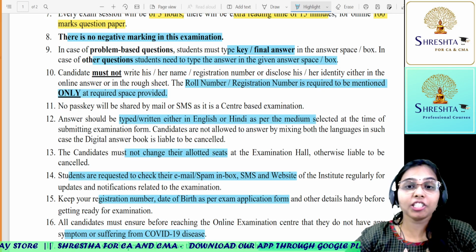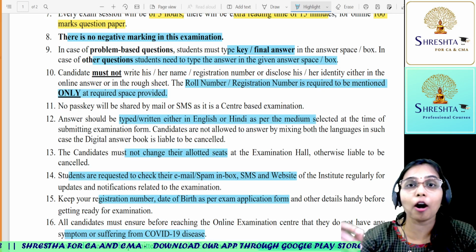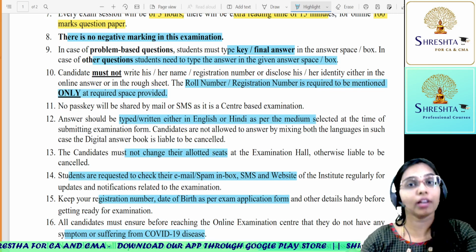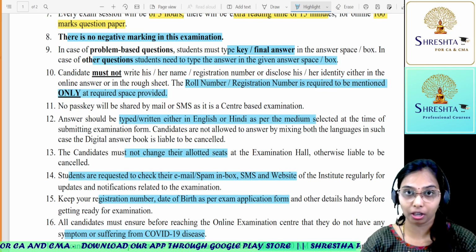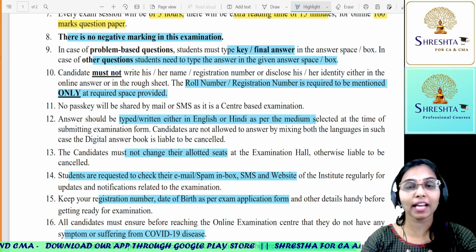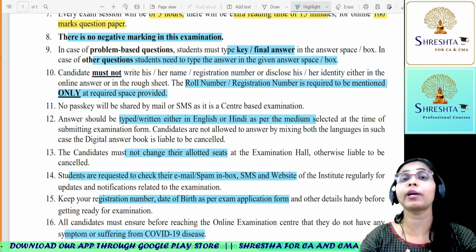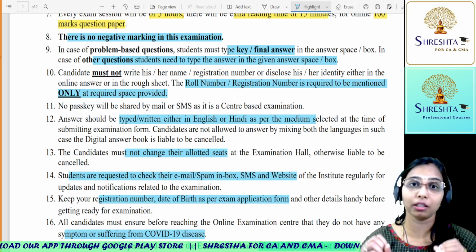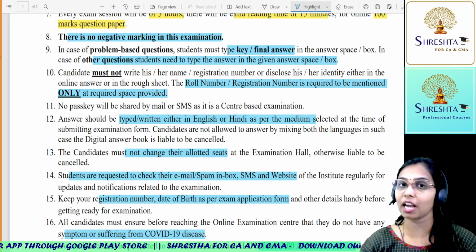Next, for regular updates and notifications about the examination, make sure you check your email, the email ID which you gave for the registration. If you have not received the emails, please check the spam box, because sometimes mails go into the spam box. Do not worry, you will get the examination information from the institute. You will get a message as soon as possible.